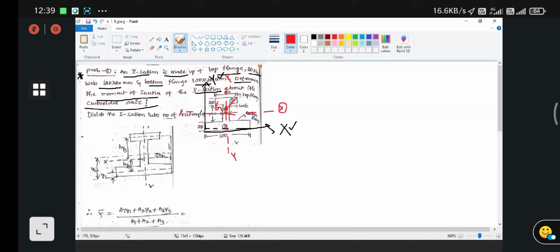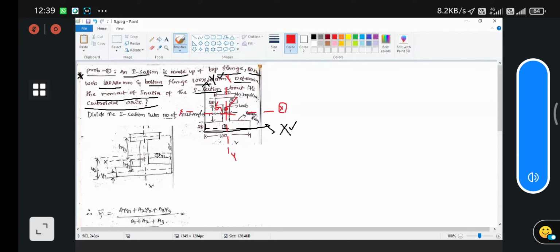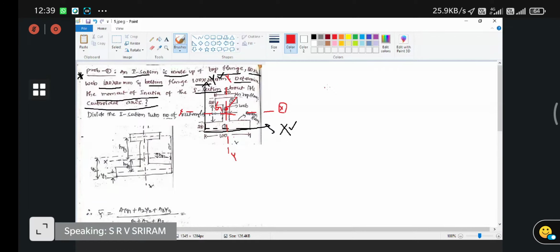So see here, first of all, I am going to find out the moment of inertia of individual sections. So if I want to find out the moment of inertia for the total I section, I have to first divide it into sections.